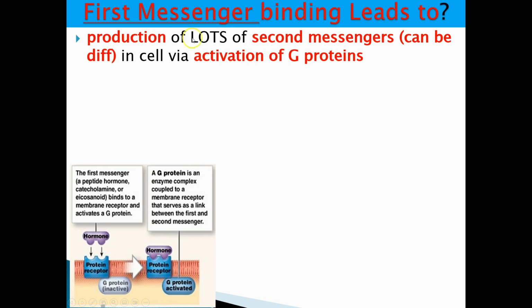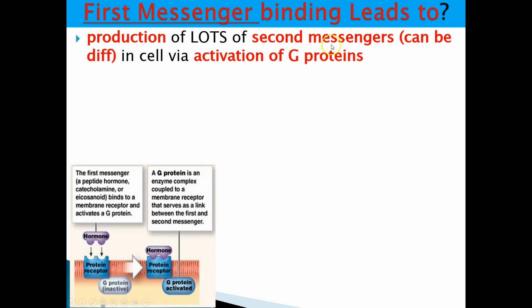A first messenger will activate a G protein. The activation of the G protein ultimately leads to the production of lots and lots of second messengers inside the cell. And these second messengers can be different from target cell to target cell. If two hormones target different tissues, they can have different responses on the tissues. So keep that in mind.